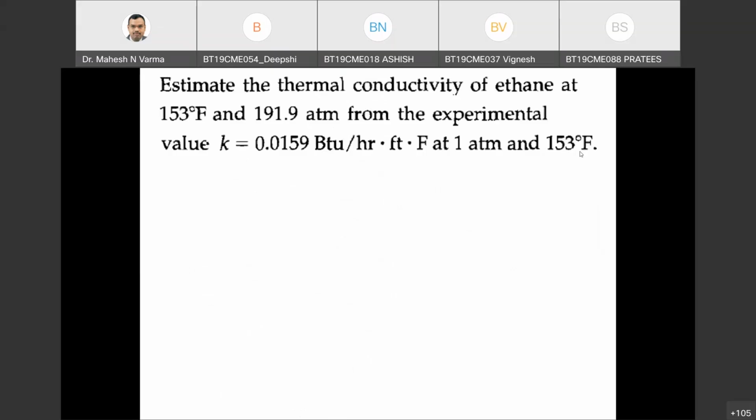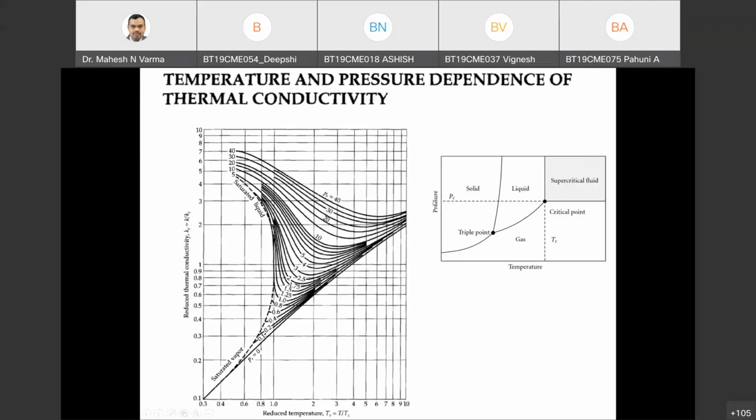Roll number 75. Yes, sir. How to solve this problem? Now, as I told, there are six properties involved here. Reduced pressure means pressure divided by critical pressure. Reduced temperature means temperature divided by critical temperature. And reduced thermal conductivity means thermal conductivity divided by critical thermal conductivity. Now, temperature and pressure are given, and one thermal conductivity is given. So I want to estimate the thermal conductivity at another temperature and pressure.